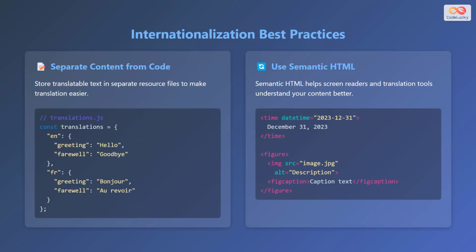Here are some best practices to keep in mind when internationalizing your HTML documents. It's a good idea to store all translatable text in separate resource files. This will make the translation process much easier. Also, using semantic HTML helps screen readers and translation tools to better understand your content.